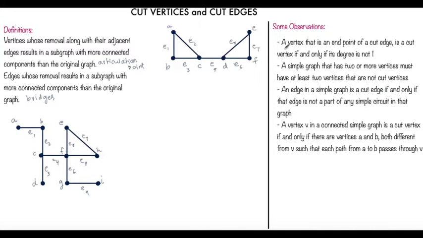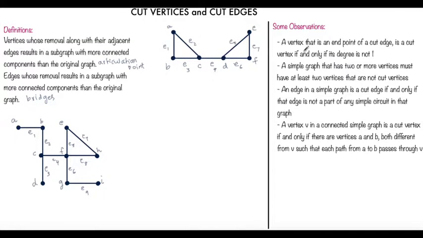Okay, so before we go to the examples, I want to highlight some observations. In some texts, these are given as problems to prove or show that if this is a cut vertex, this statement is true. This is good practice, but in terms of concept, think of them as alternate definitions of cut vertex and cut edges.